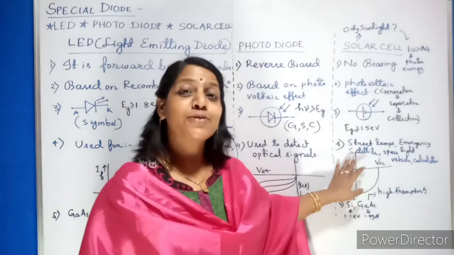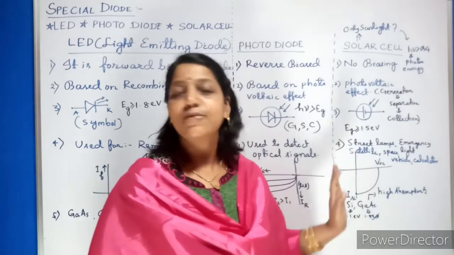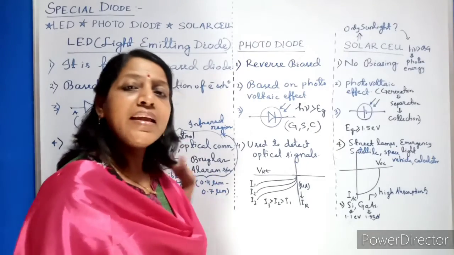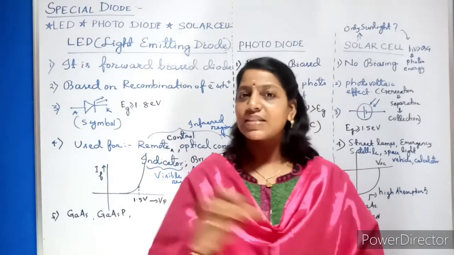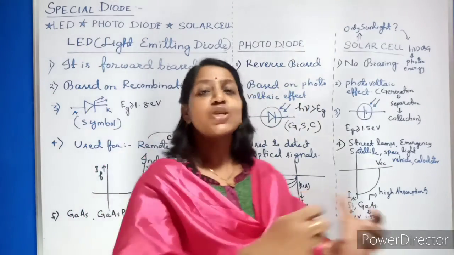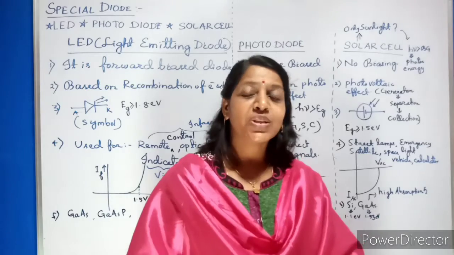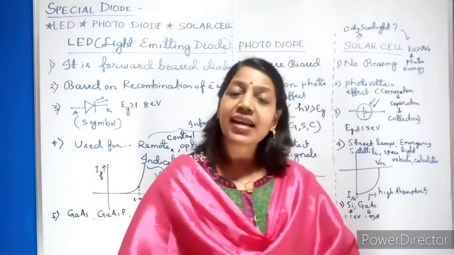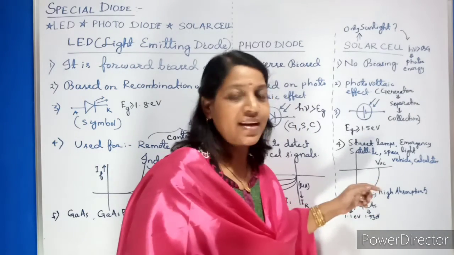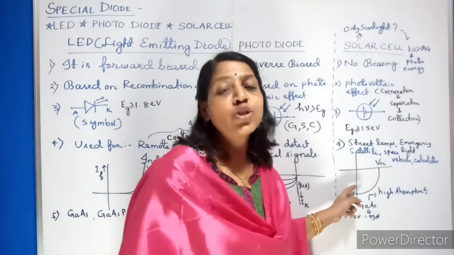Now coming to the graph. See, the graph is special. It is in the fourth quadrant. You never find this type of graph in any other diode. Why? Because those all draw current from the supply. The LED is forward biased, it is drawing current from the source. Here the photodiode is reverse biased, it is also drawing current from the source. Whereas in the case of the solar cell, there is no supply connection. It is not drawing current, rather it is supplying. Hence you find its VI characteristics in the fourth quadrant. And what is this voltage? It is called the open circuit voltage. What is this current? It is called the short circuit current.